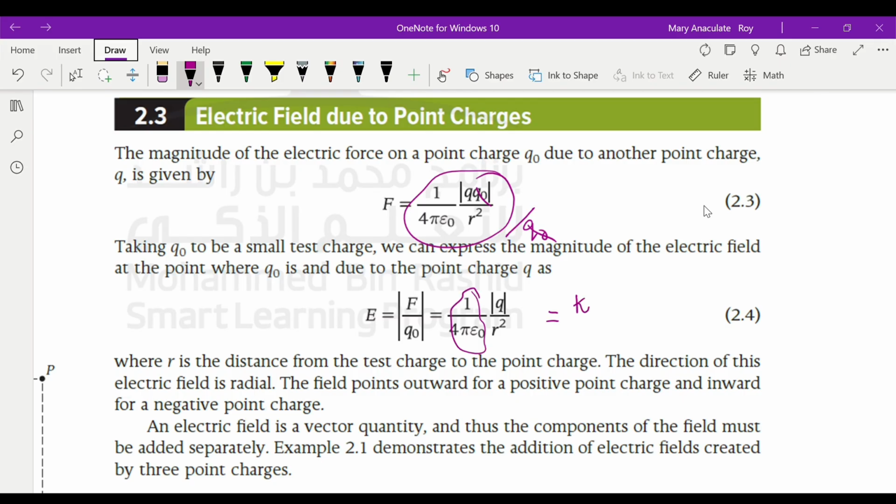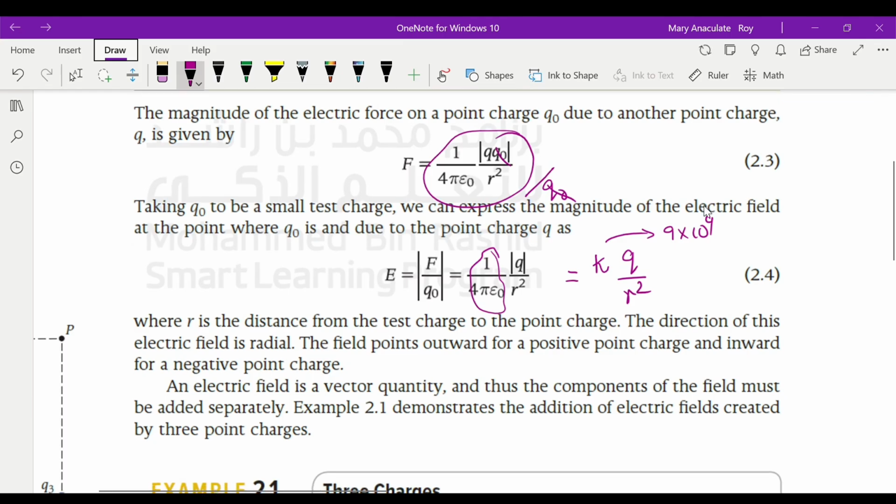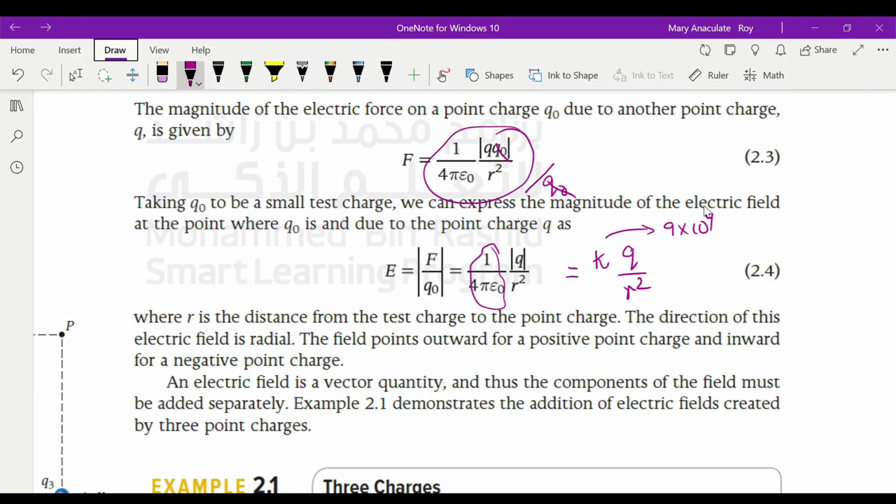So kq over r square, this entire thing is constant, so the k value is the same, 9 times 10 to the power of 9, and q is the charge for which you are trying to measure the electric field at a particular point, and r is the distance from the charge to that point. Also notice that it's a vector quantity, so the solution will require math skill. Right, so what's the math skill required?